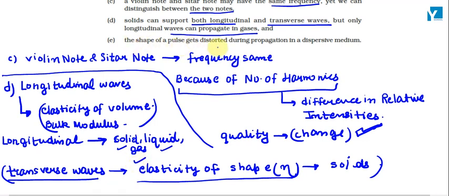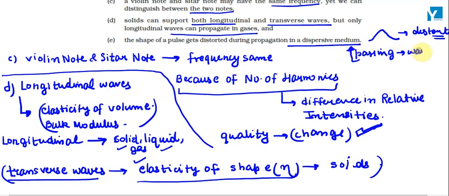The shape of a pulse gets distorted during propagation in a dispersive medium. That is, the shape of my pulse will get distorted in a dispersive medium, because on passing through a dispersive medium, the wavelength of the pulse gets changed, due to which the pulse undergoes distortion.